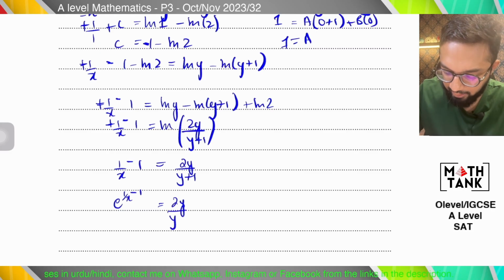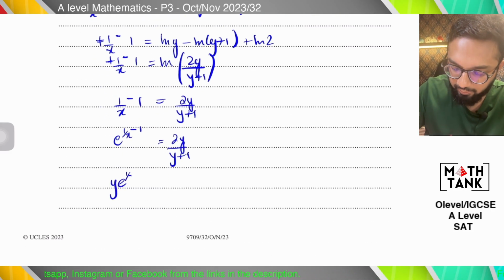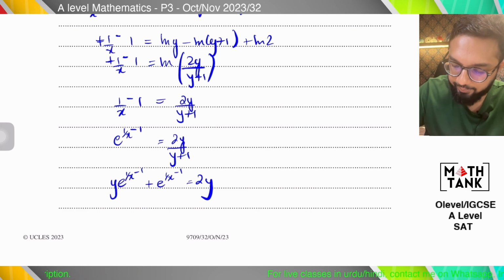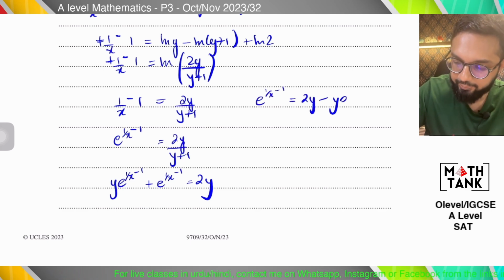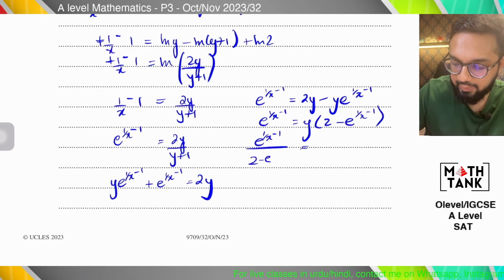2y over y plus 1. Then I can cross multiply and say that y over 1 over x minus 1 plus e power 1 over x minus 1. I've cross multiplied. I'll now make y the subject. And that should be my final answer for y in terms of x.